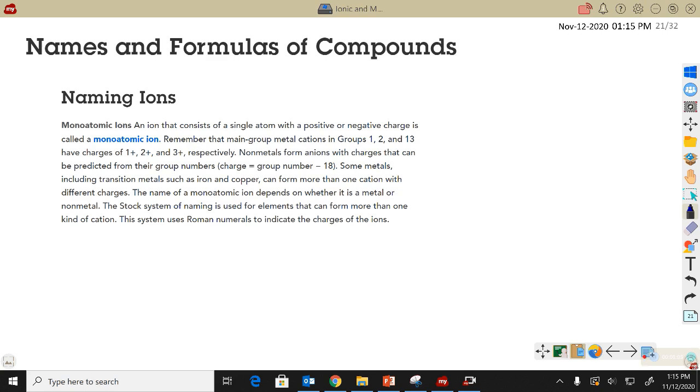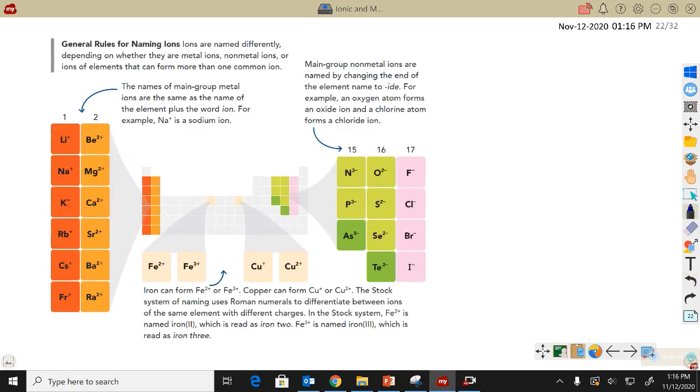So first of all, there are 4 different types of ions. 3 of them are what we call monatomic. Monatomic just means a single atom. So there are some ions that just exist as one atom. There are a lot of ions that exist as one atom. Here are the 3 types of monatomic ions.